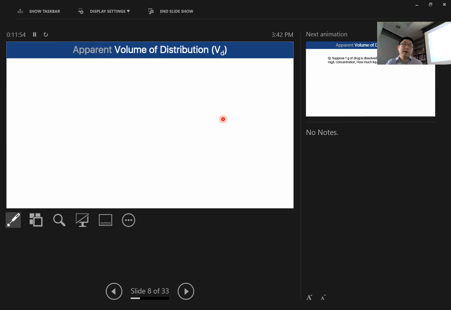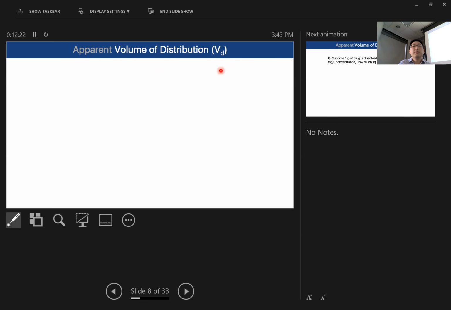All right, so now we are getting into, I would say, the key part about this PK stuff. Remember, there are two primary PK parameters. One is volume of distribution. The other one is called clearance. So only two. All the other parameters can be derived from these two primary parameters, okay?